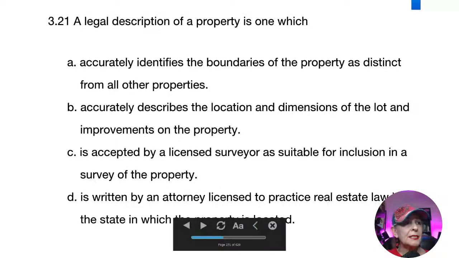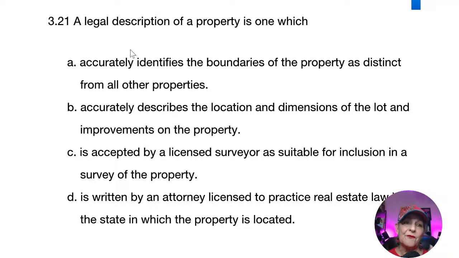We're doing national. We're continuing with national. The answer is A. A legal description identifies every single individual property. It has its own identity. So it accurately identifies the boundaries of the property as distinct from all other properties. So I'm trying to post my answers and they are not showing. I don't know why. So the answer is 21A.